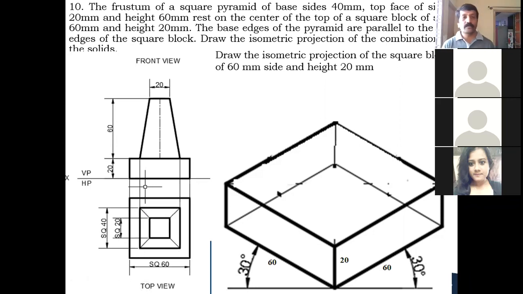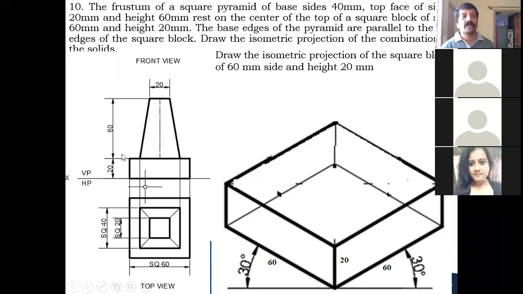How to draw the front view? The square slab looks like a rectangle in the front view. So for the outer rectangle you draw a vertical projector and take the height of the square slab, 20 millimeter, draw the horizontal line, and extend this line. You will get a rectangle like this.